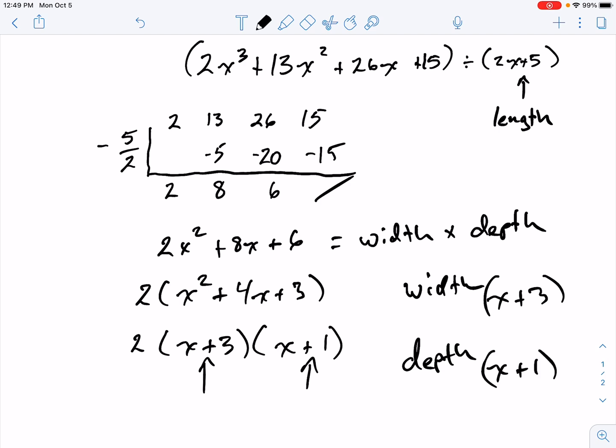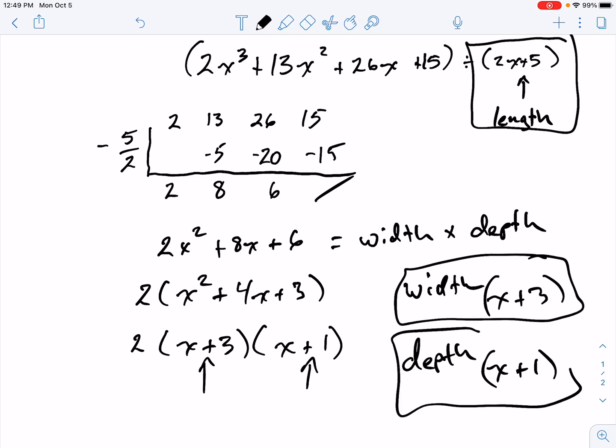So I've got length, which they gave me, length, width, and depth. And the question says, what is an expression that represents the depth of the pool? So the answer they're looking for, I guess, is that x plus 1 to represent the depth.